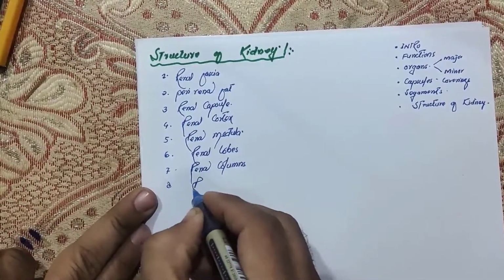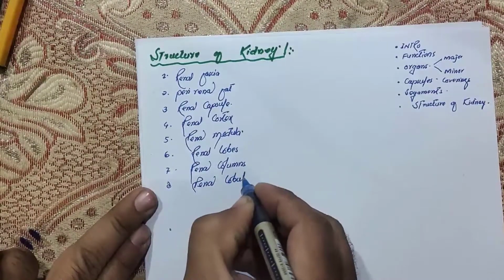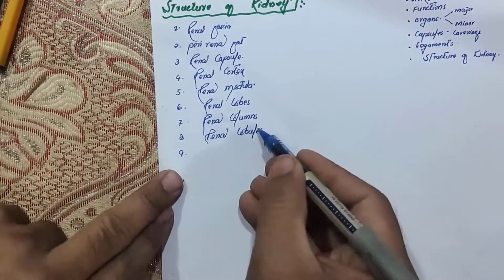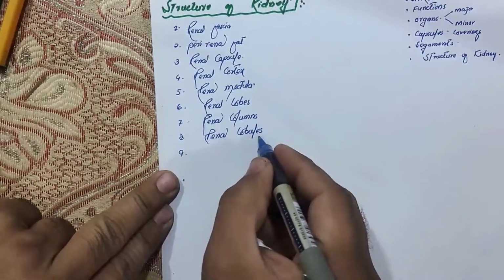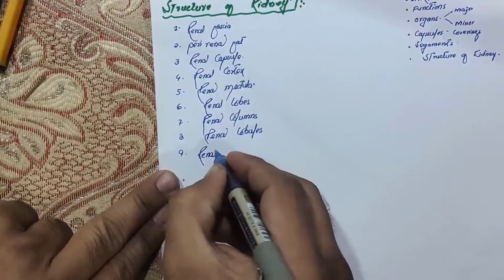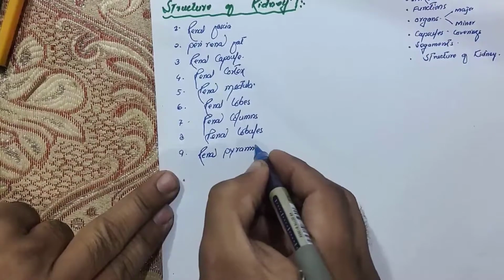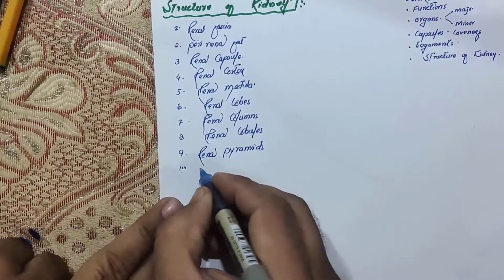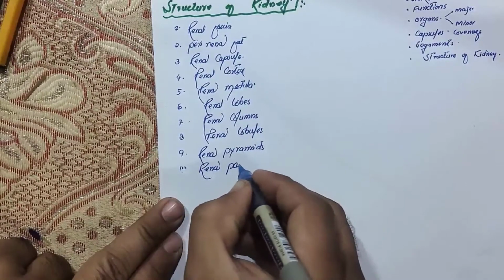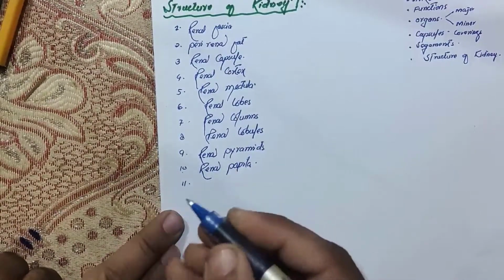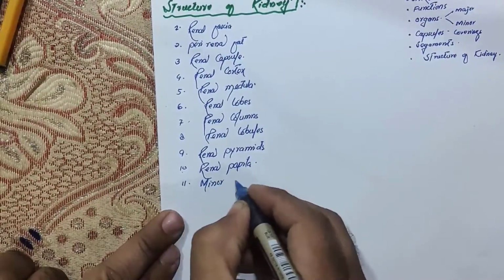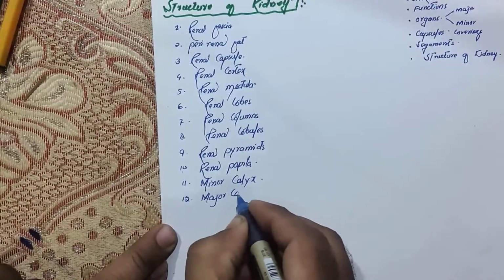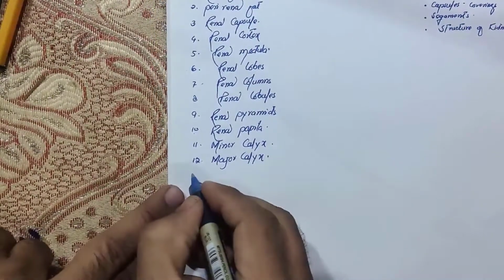Then we will see the renal lobules. Okay, renal lobules will be seen. And then there will be number 9, the renal columns done, the renal lobes, then the renal lobules, then the renal pyramids. These are all important parts of the kidney that one should know about. Then there is the renal papilla. And number 11, there is the minor calyx. And then there is the major calyx. And in the end, there will be your ureter, number 13.